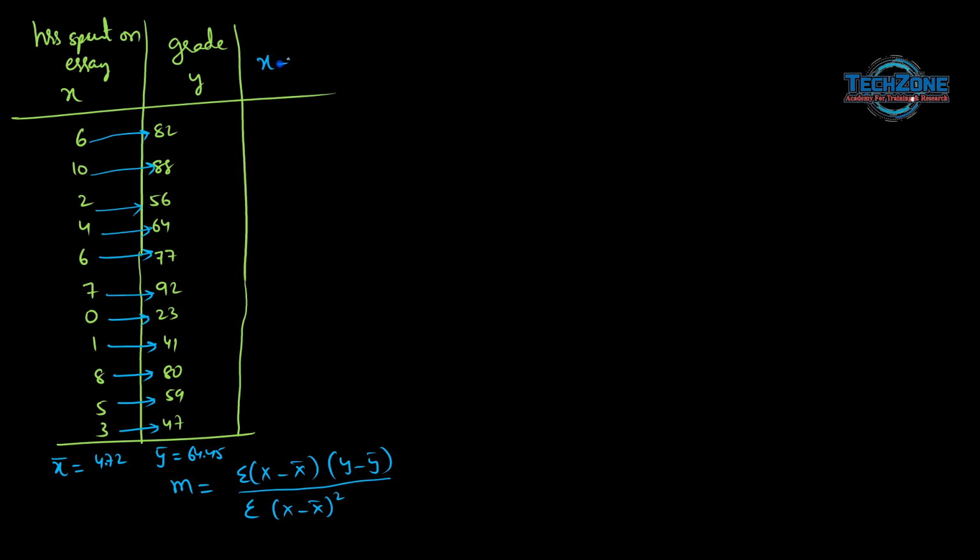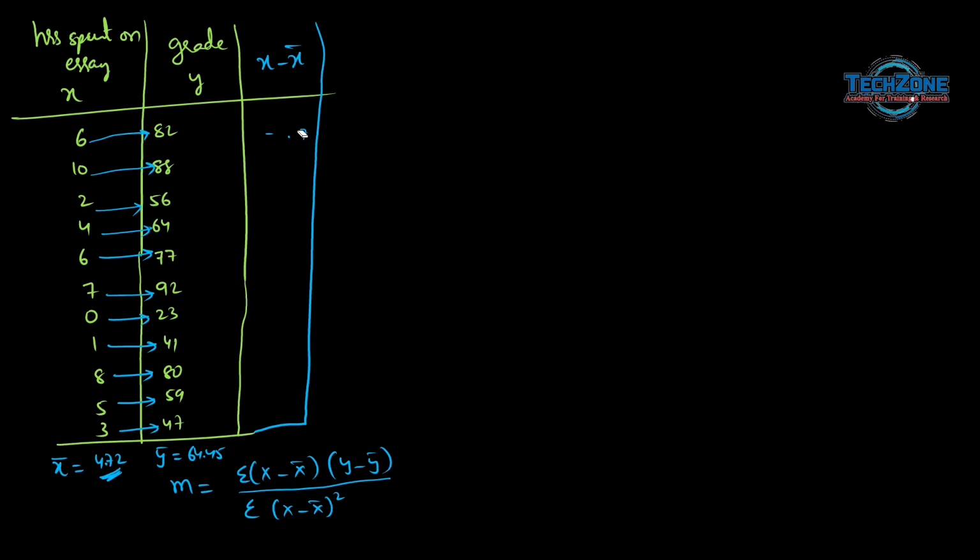Okay, now here, x minus x bar. Let us go ahead and find x minus x bar. How should we find x minus x bar? See, for the first one, the x value is 6, minus x bar. X bar is 4.72. So this value will be around 1.27. A few more digits will be there, I am just rounding it off to 1.27. That is how we'll get the value of x minus x bar.